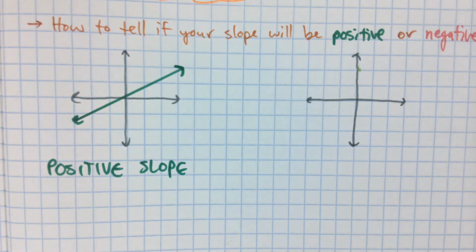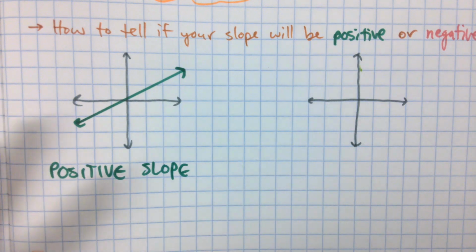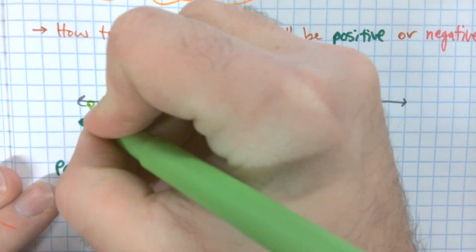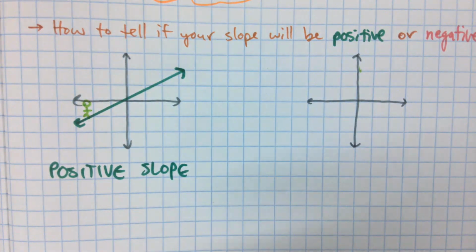Well, how can we tell that this is going upwards from left to right? Here's what we can do. Just like when you're reading a book, you read left to right. We're going to do the same thing here. Left to right, left to right, left to right. We're going to draw a little stick figure on the left side of our line. There he is. There they are. On the left side of our line.